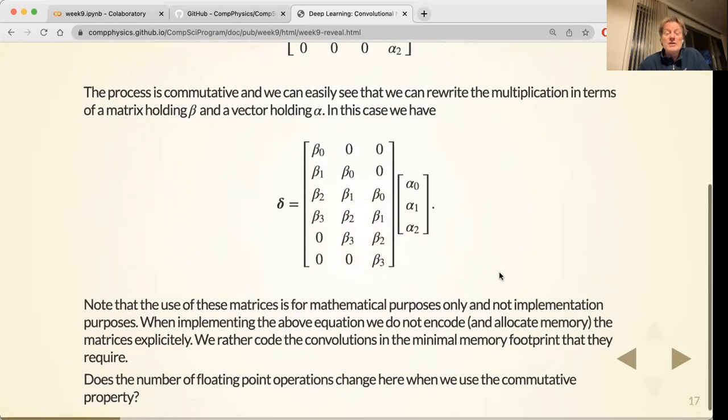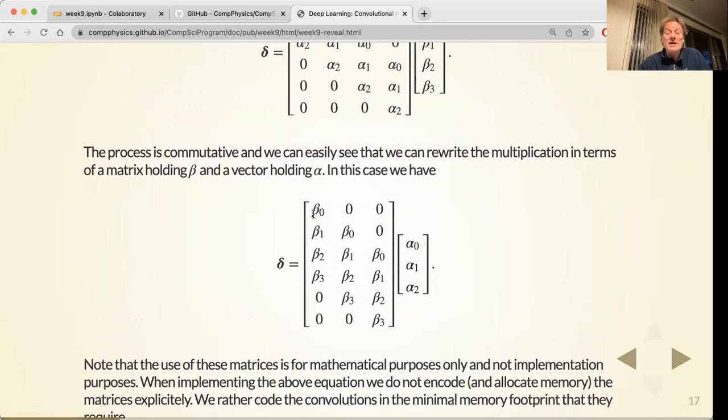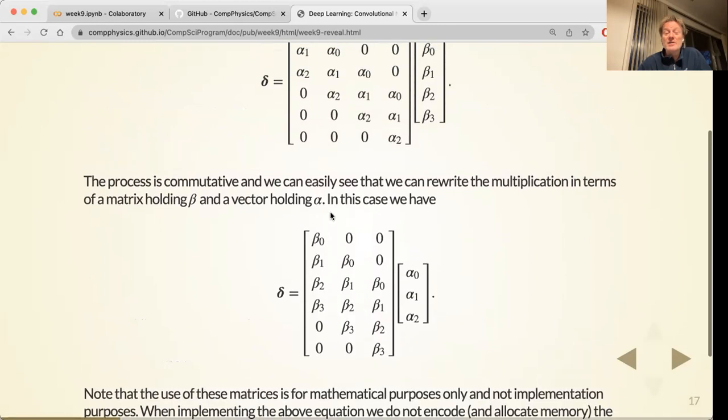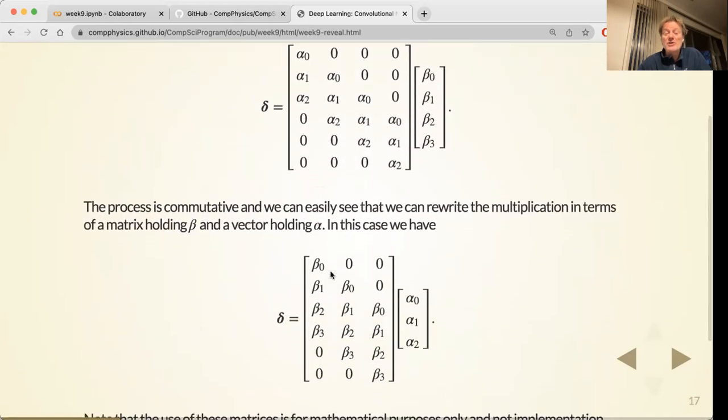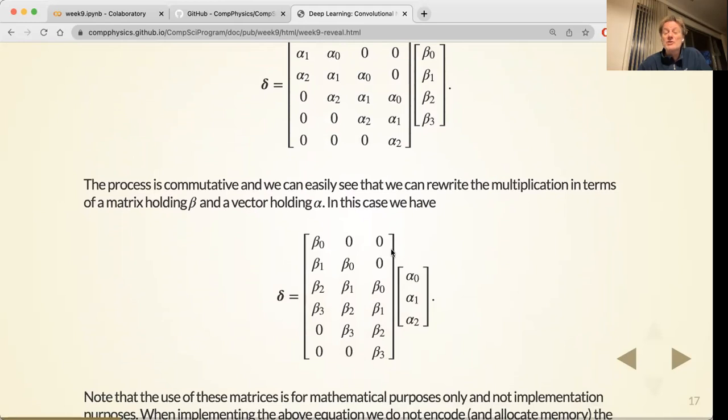So when you use these matrices for mathematical purposes only, and these are not set up for an implementation, when you implement the above equation, you do not encode or allocate memory for the matrices explicitly. You would rather code the convolutions in the minimal memory footprint that they actually require. So in this typical case, what you would do is to simply set up the minimal parts which are needed. But you see the way you would do this, and you could think of these operations as something which is run through a filter. So you have rewritten the polynomial multiplications in terms of a more efficient algorithm.